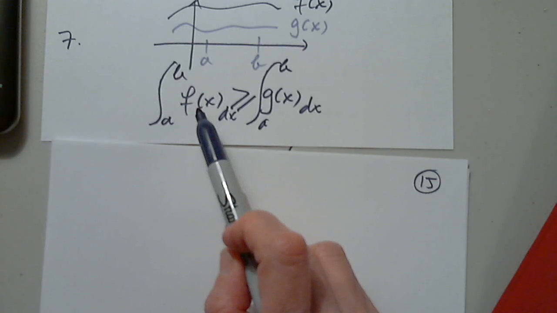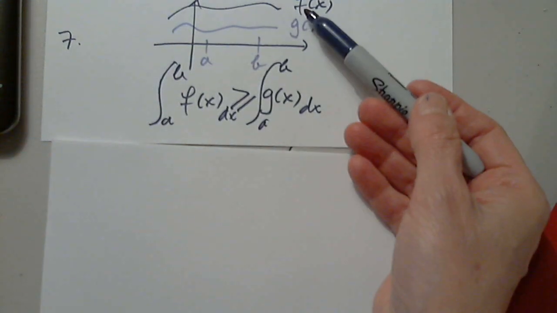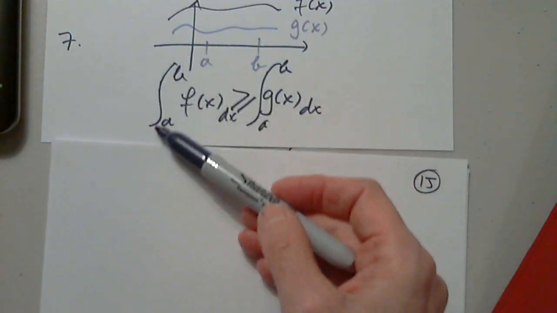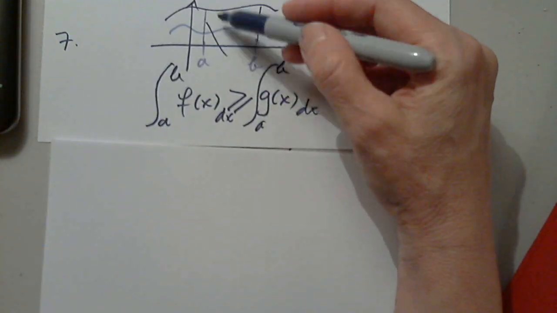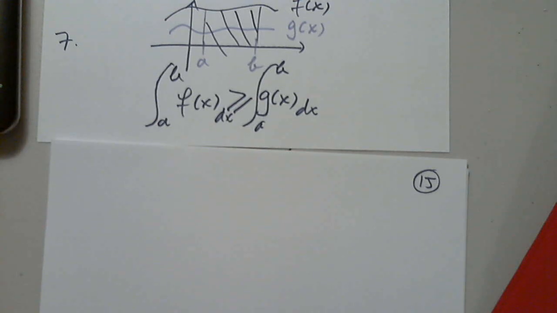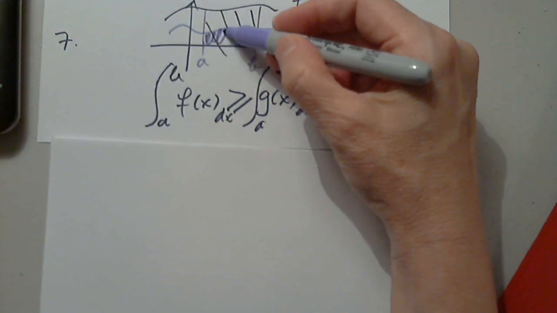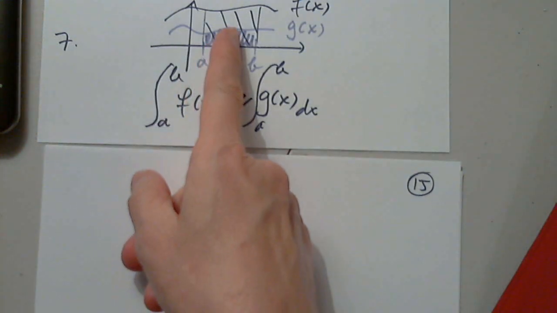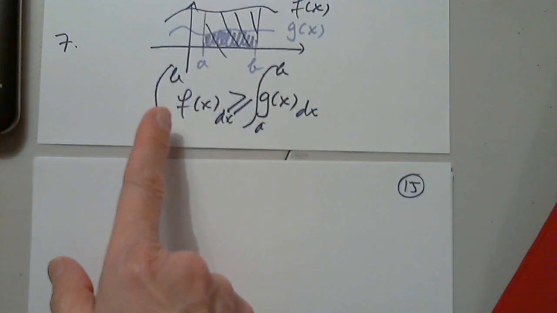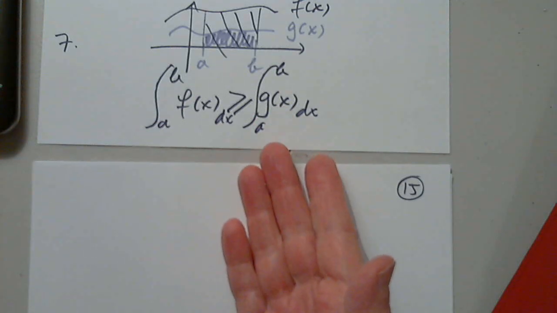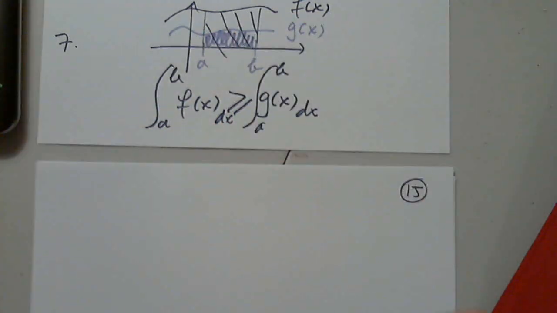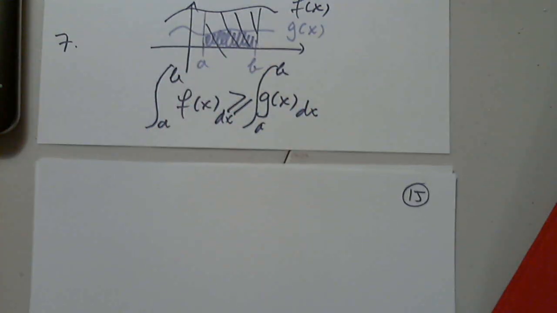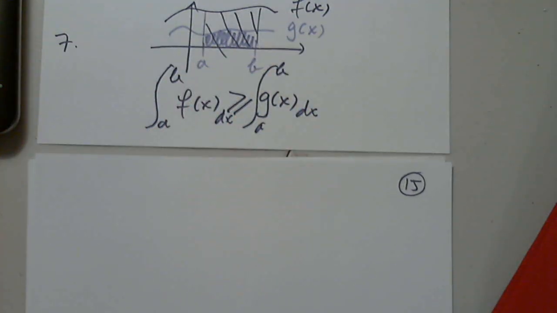So if the relationship between f of x and g of x is this one, f is above g, then this area will definitely have to be greater than this area. So the area under f, the integral from a to b of f of x dx, must be greater than or equal to this area. If f of x is above g, the area here has to be greater than the area under g, which makes sense.